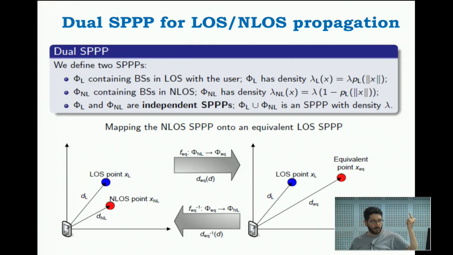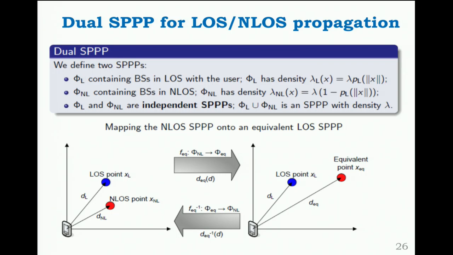So to take into account the first problem, we have two sets of base station points. We will have a process containing the base stations in line of sight, which we call phi L, and has a density of lambda times the probability P_L to be in line of sight, which goes with the distance to the base station. Then another process, phi NL, containing the base stations that are in non-line of sight, which has a density of lambda, again the homogeneous Poisson rate parameter, times the complement of this probability, 1 minus P_L. These two processes are independent, and as we know from stochastic geometry, in this case the union is an SPPP with density lambda, because we just sum these two things.